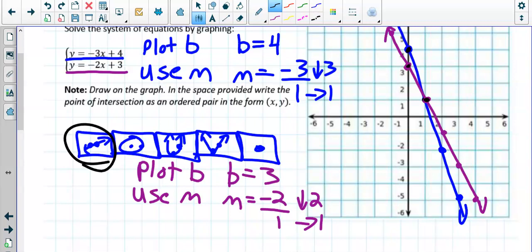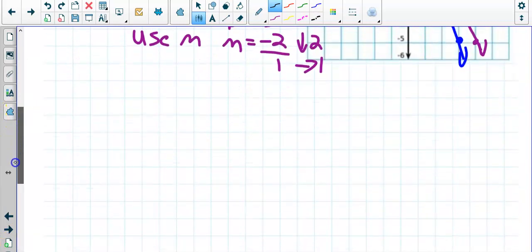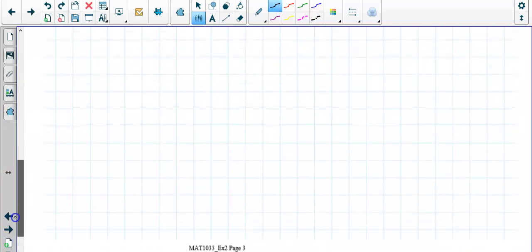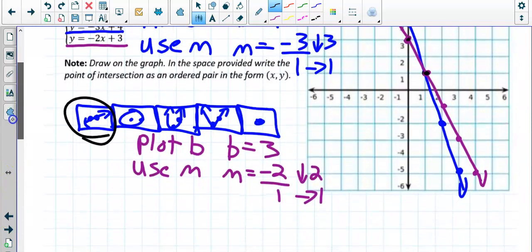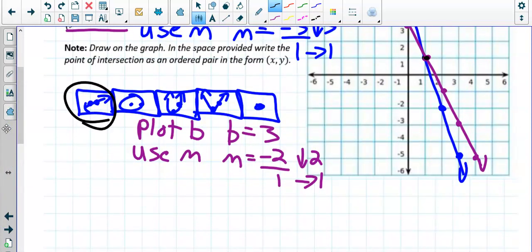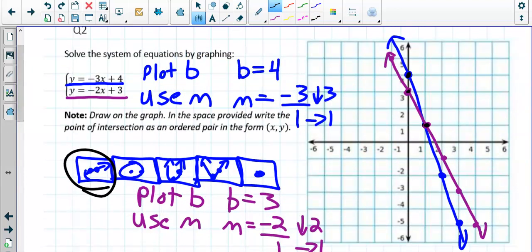And last but not least, it wants to know in the space provided, I don't know if these got the space provided down here. Nope, doesn't look like it. So in the space provided, write the point of intersection. Where is it up here that these two lines hit? 1 and 1, right here. Absolutely. So down below, hopefully they have a parenthesis with two little boxes, and all you're going to do is put 1, 1, and that's the answer.